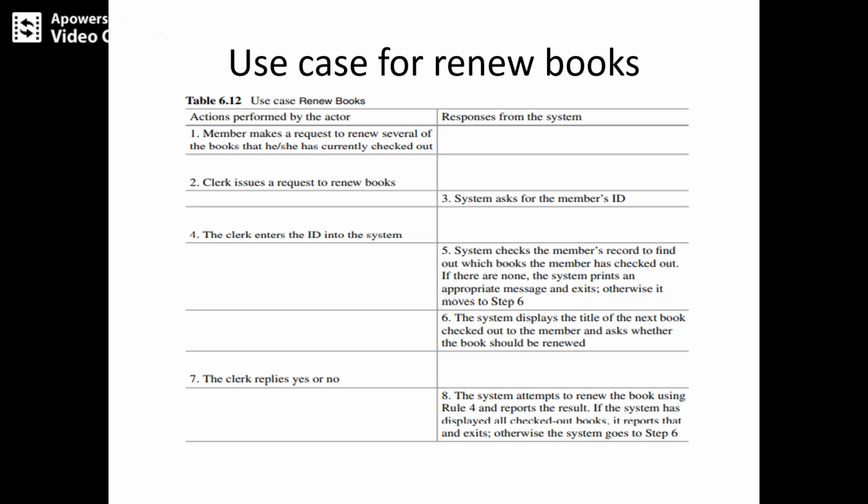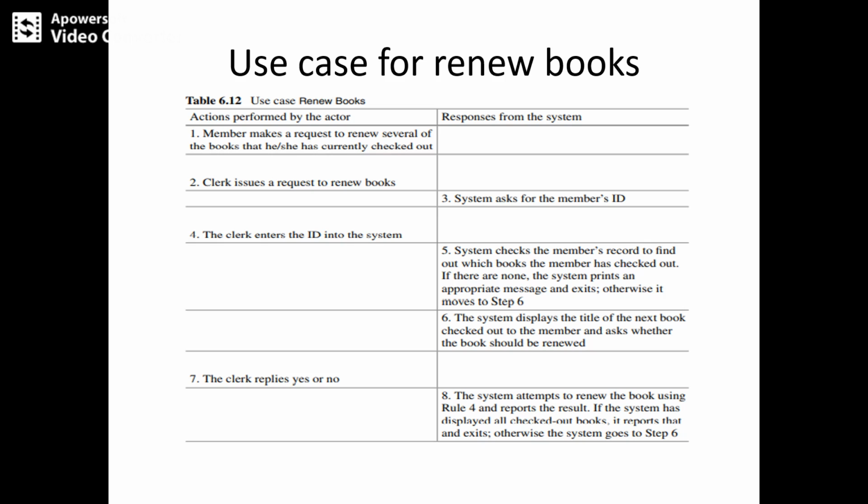So now we will continue with the previous video. The use case for renewing the book. This we have explained in two columns: actions performed by the actor, and another column, the response from the system. So this is the use case table for renewing books.